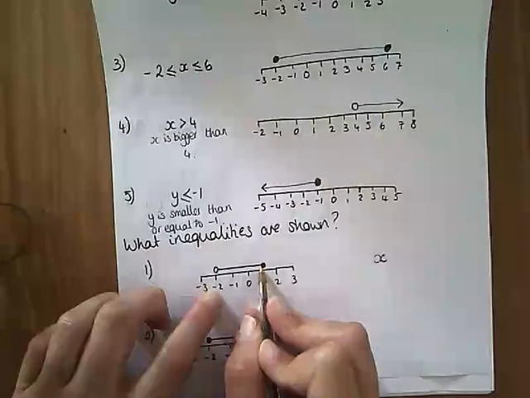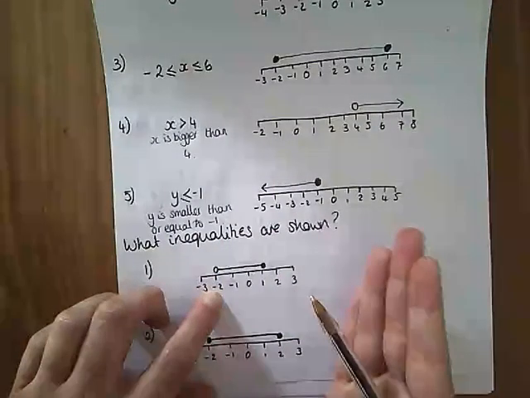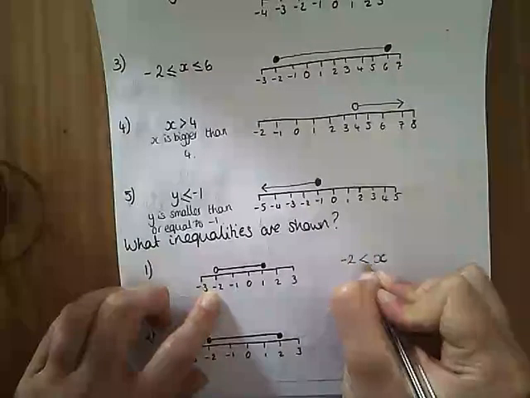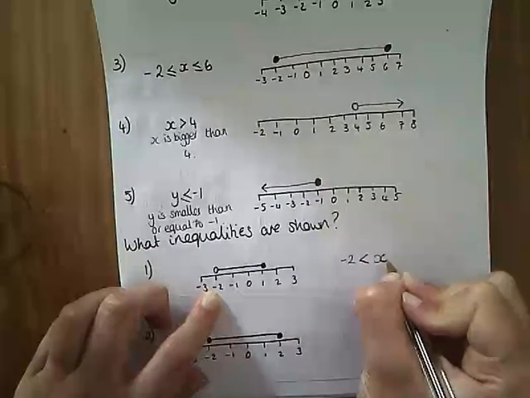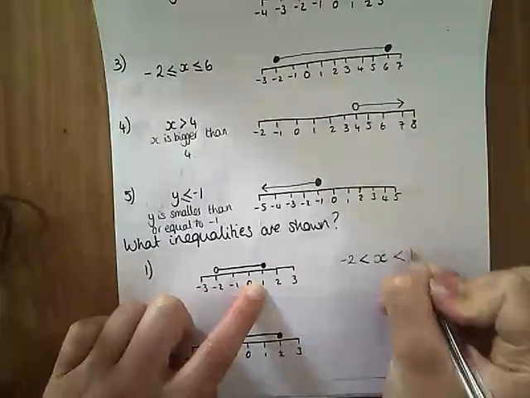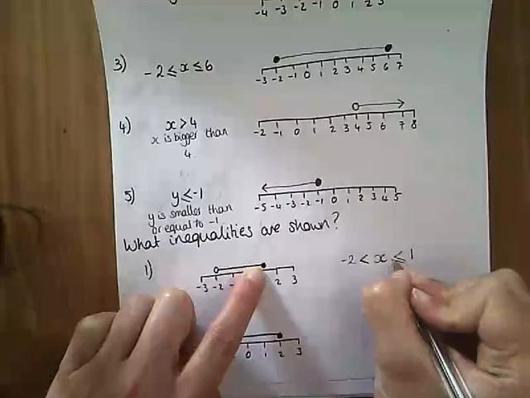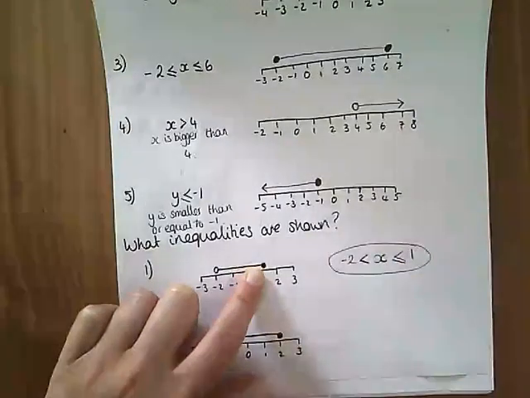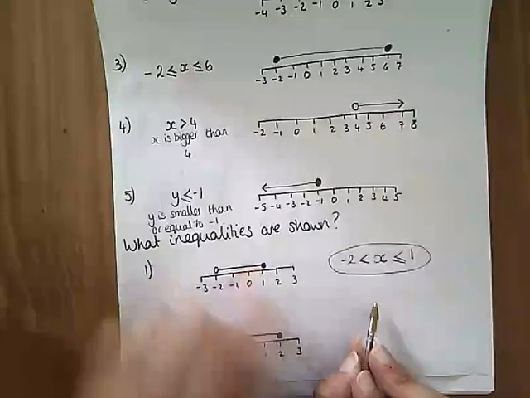So if you always go left to right, you shouldn't ever mess this up. Okay, so we're starting at -2, and x has got to be bigger than -2, so it's got to eat the x, and it's got to be smaller than the 1, so it's got to eat the 1. It can include that, so we put an extra line on the end. That is the answer to that. What inequality is shown? That inequality is shown. That's what you would write down.